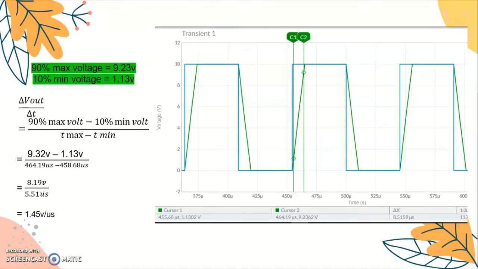So this is the waveform, and the slew rate is important because it helps us to identify the amplitude and maximum input frequency suitable to an operational amplifier such that the output is not significantly distorted.